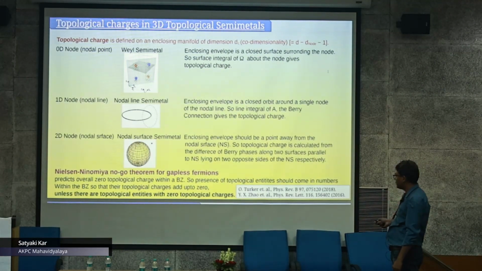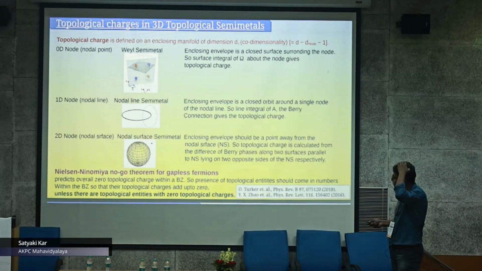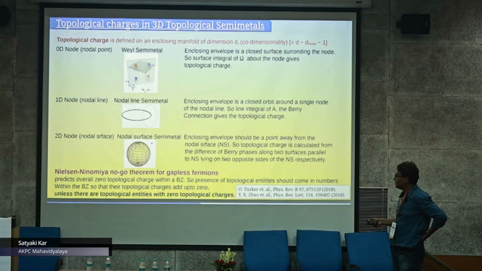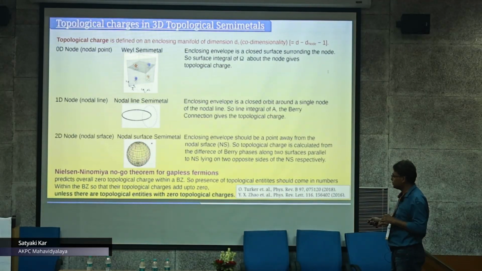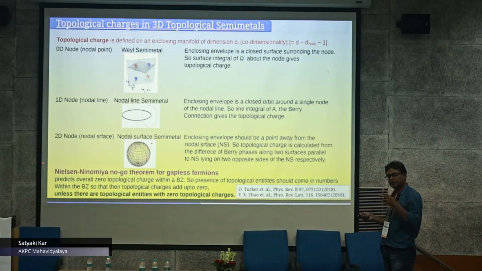Now one thing for the gapless fermions we have to remember is that there is the Nielsen-Ninomiya no-go theorem, which says that the total number of topological charges within the Brillouin zone should be 0. So if we have some nodal surface or these things, we have to make sure we have them in a number so that overall the charges can add up to 0.